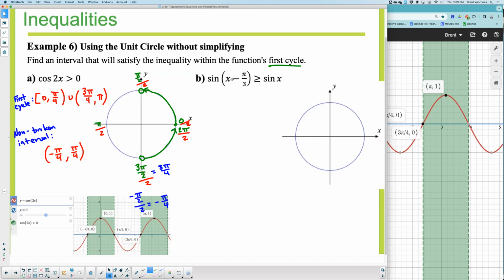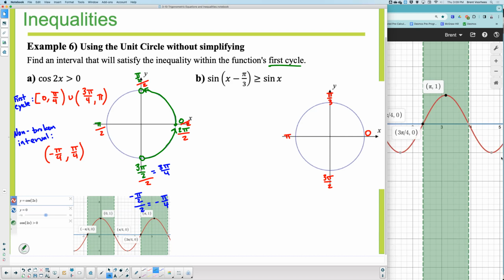We want to know where sine of x minus pi over 3 is greater than or equal to sine x. And sine is dealing with the y's. Because I have two different y's, I'm not going to change my values around here, meaning my pi's, my radians. But I am going to show you what's a little bit different on this one. The reason I'm not going to change them is because I'm working with two different angles at the same time.